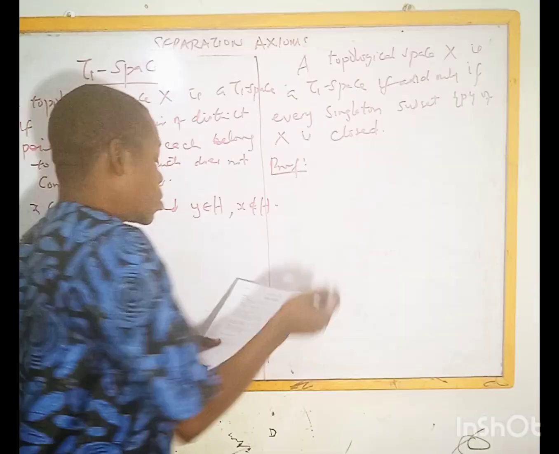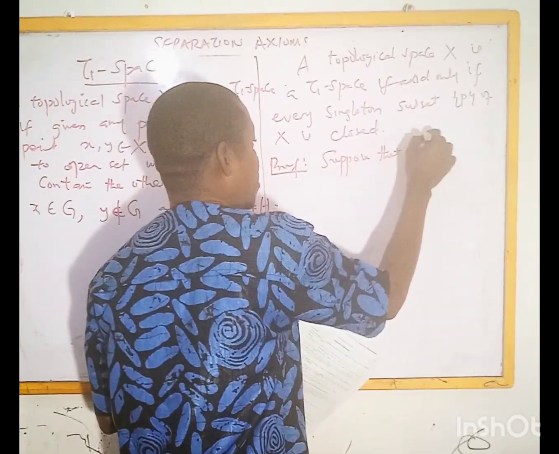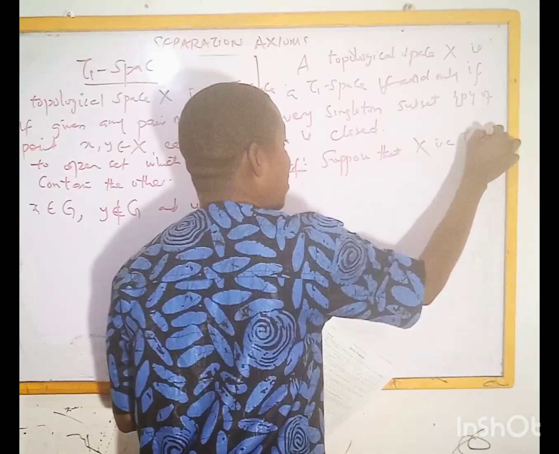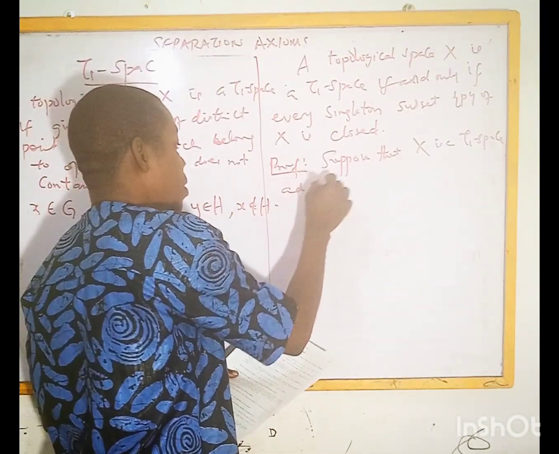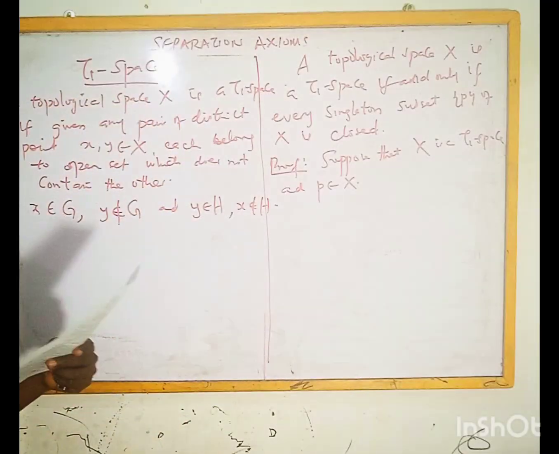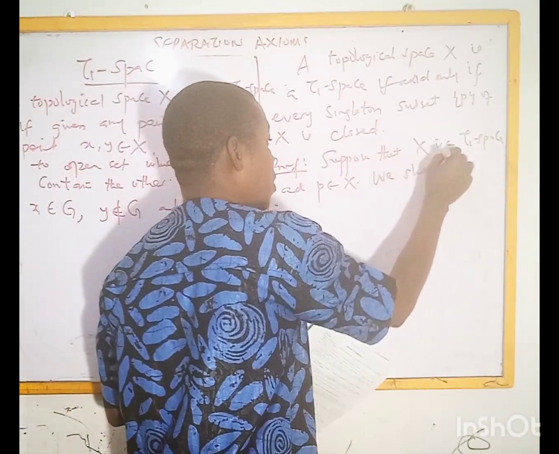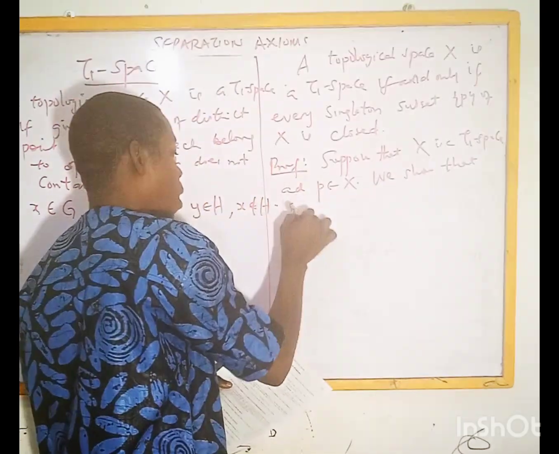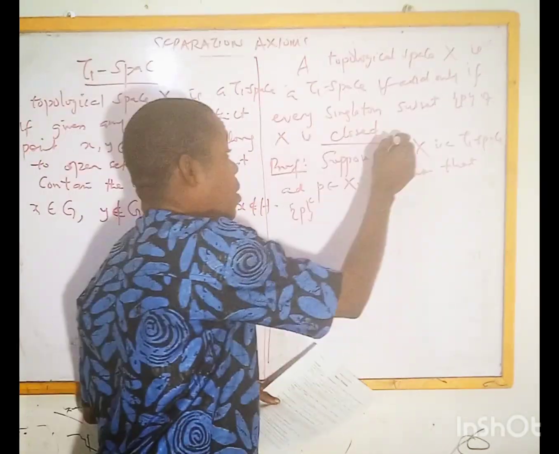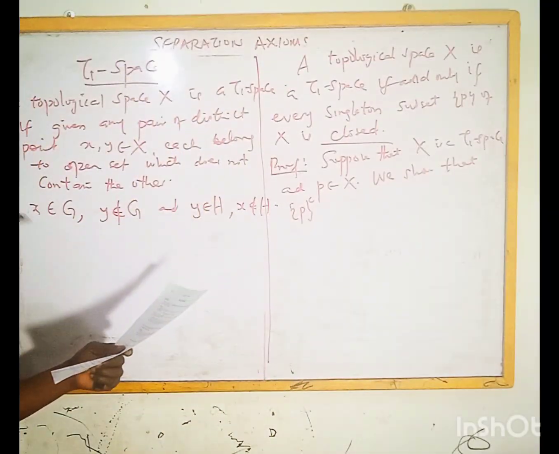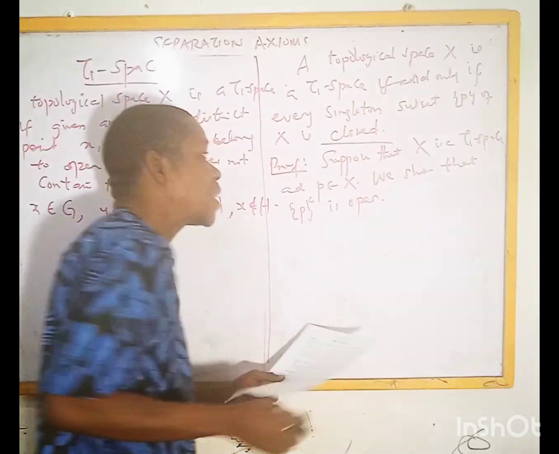Suppose that X is a tau 1 space. By definition, you pick a point p in X. Now we need to show that {p} is closed, which means the complement of {p} is open. So that's our target now.